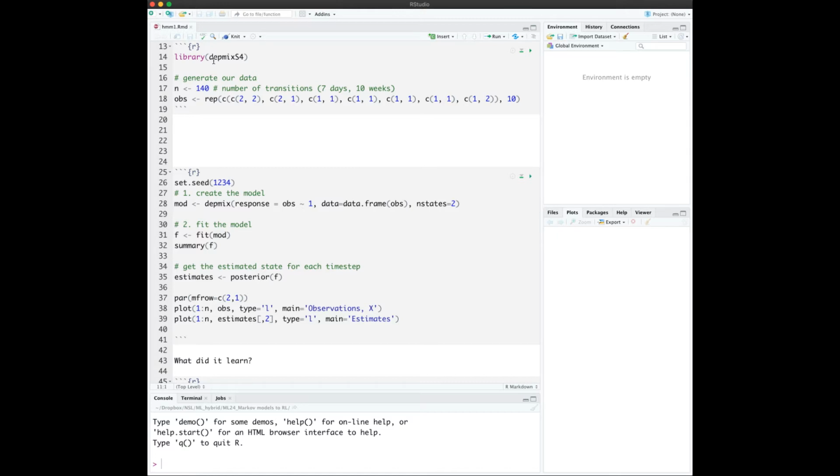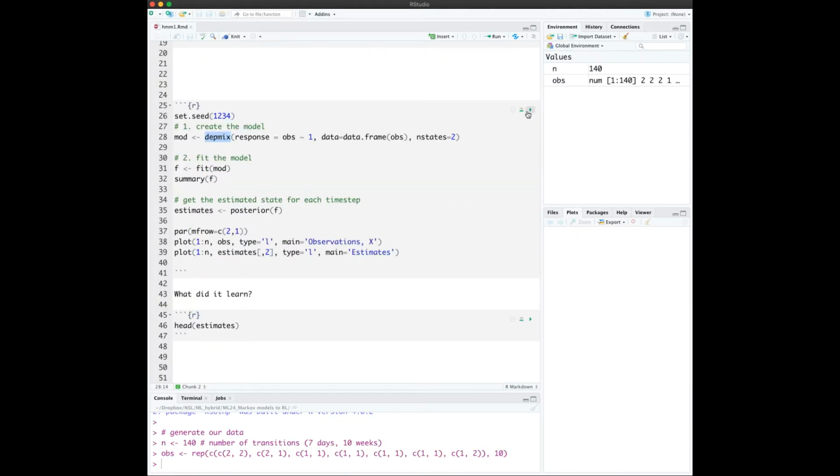I'm going to use R package depmix S4. The S4 refers to the underlying type of R object that it uses. This is a more modern type. And I'm first just setting up, using some basic R, a repetition of what actually happened, the observations. Did I exercise or did I not? For 7 days a week, for 10 weeks. These are my X states, the observed data. And then we'll just let depmix do its thing.